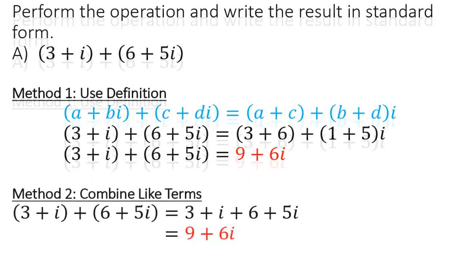But the second method, the reason I say it comes more natural is because we've been doing this with other variables like x and y and so on. And so I just like to say it's like combining like terms. So you have 3 plus i plus 6 plus 5i. So like terms here would be your 3 and the 6. That's a 9. The i and the 5i are like terms, so we get our 6i.